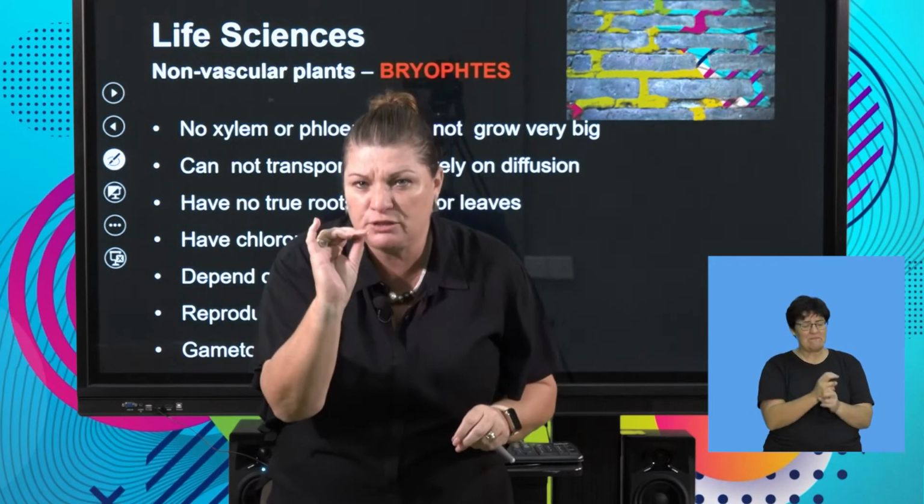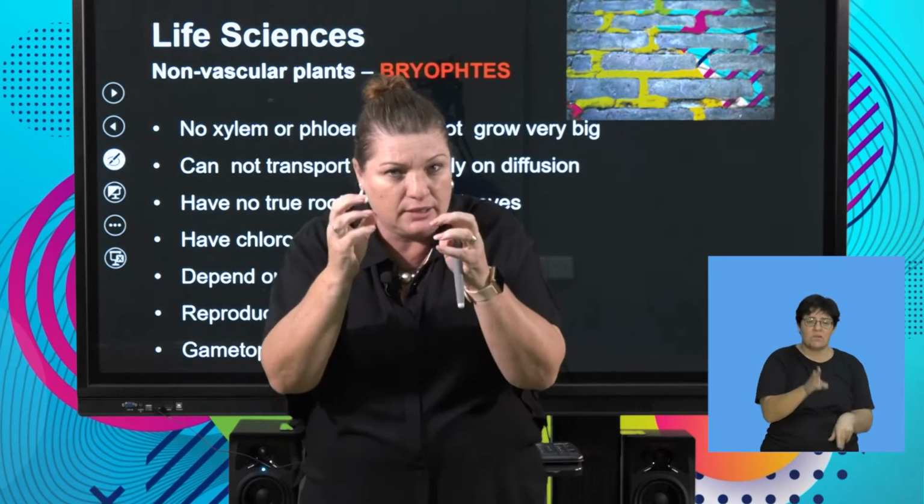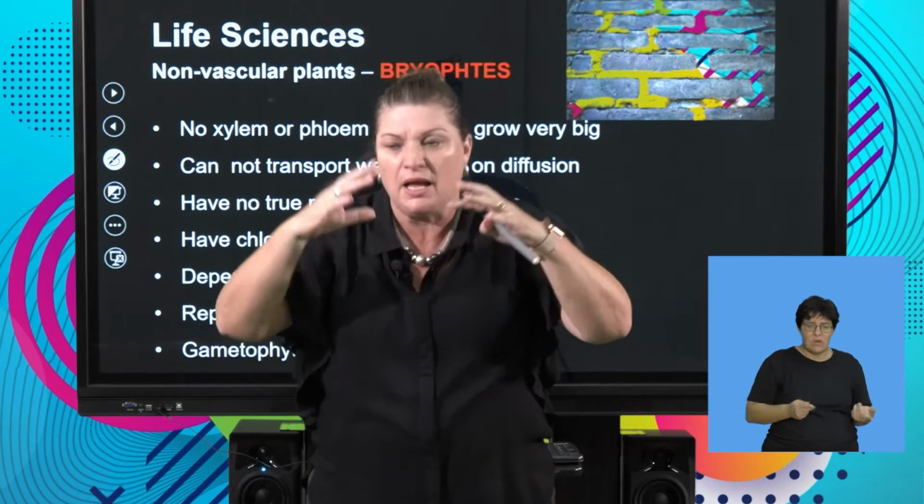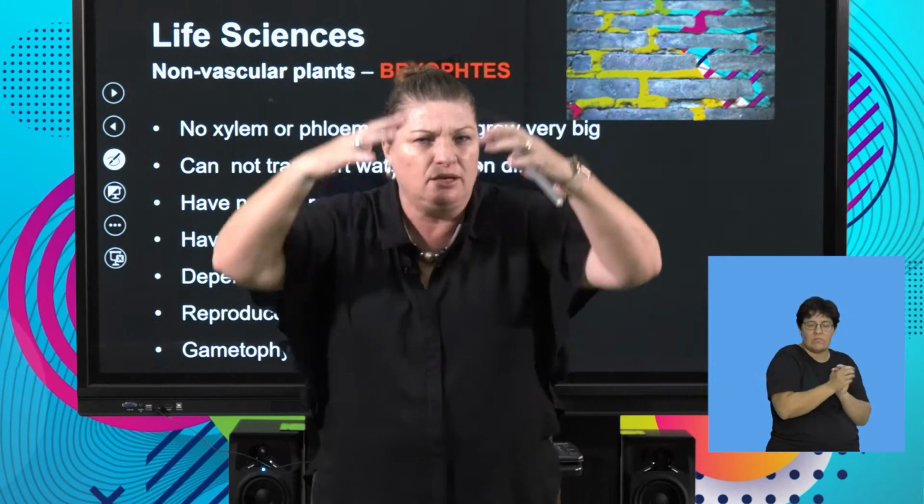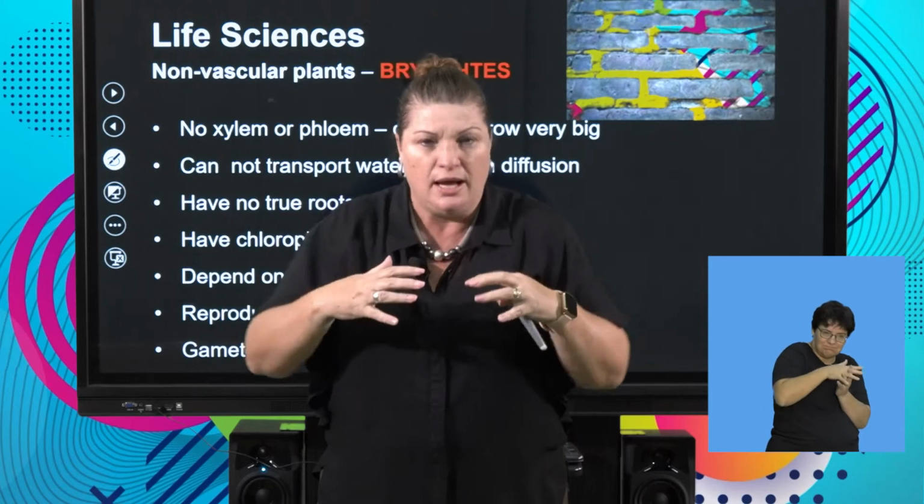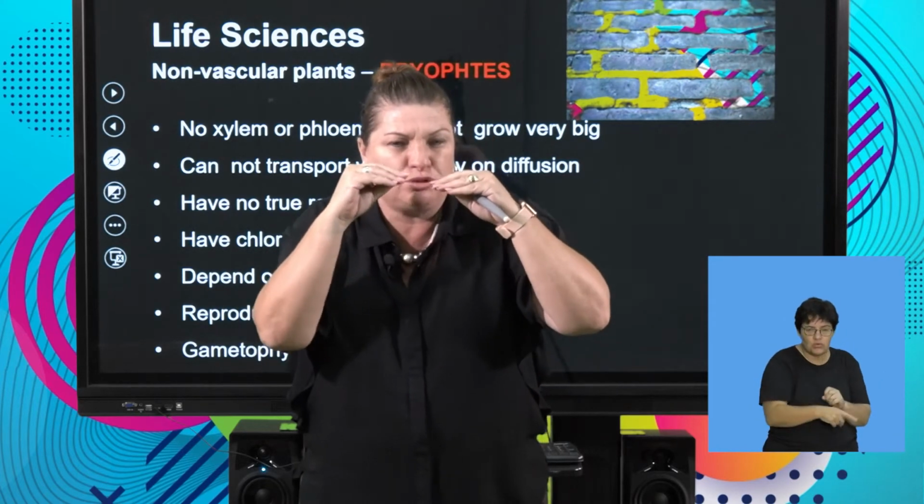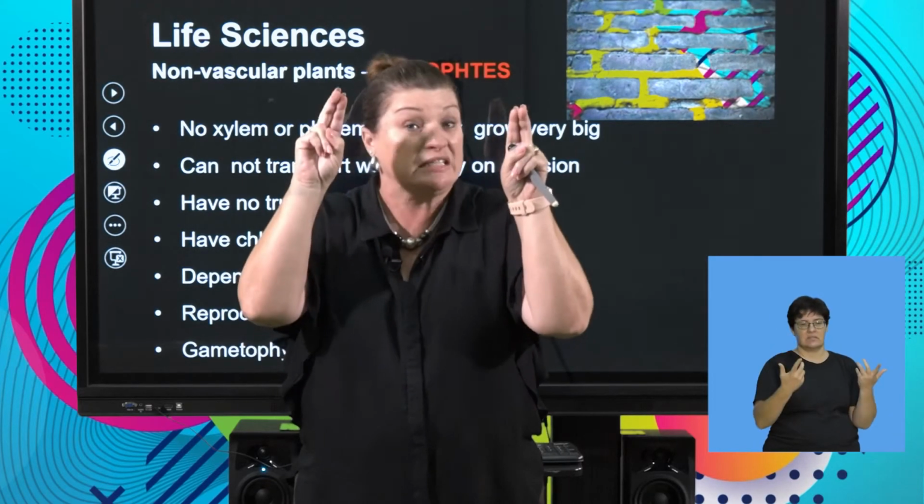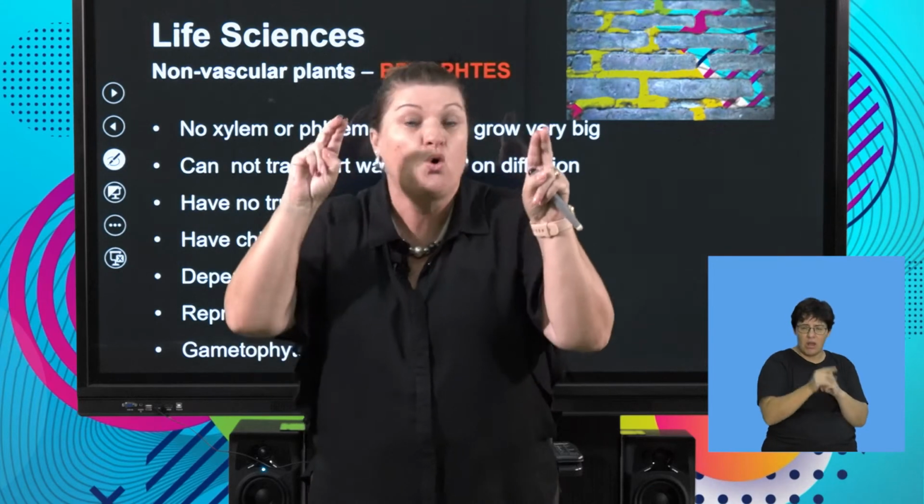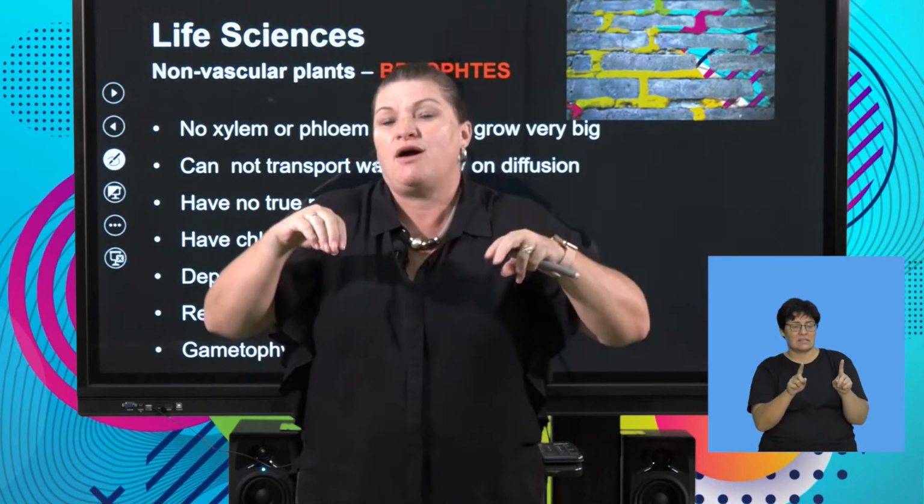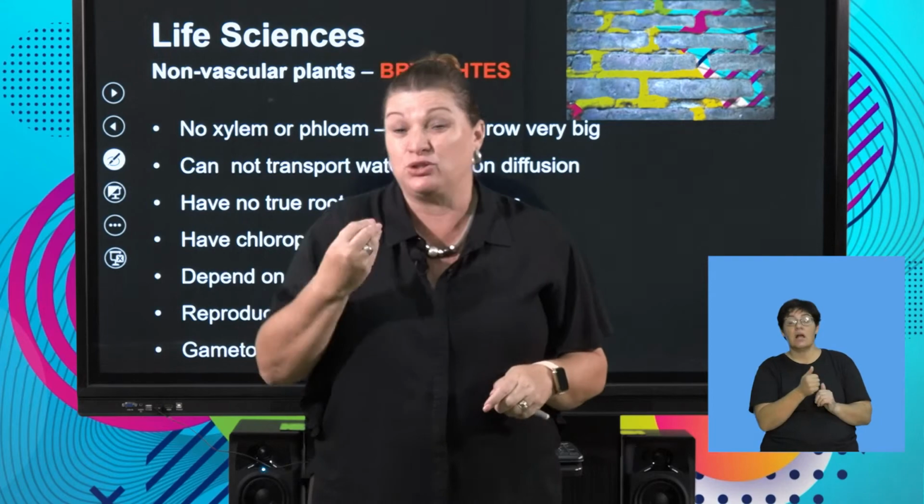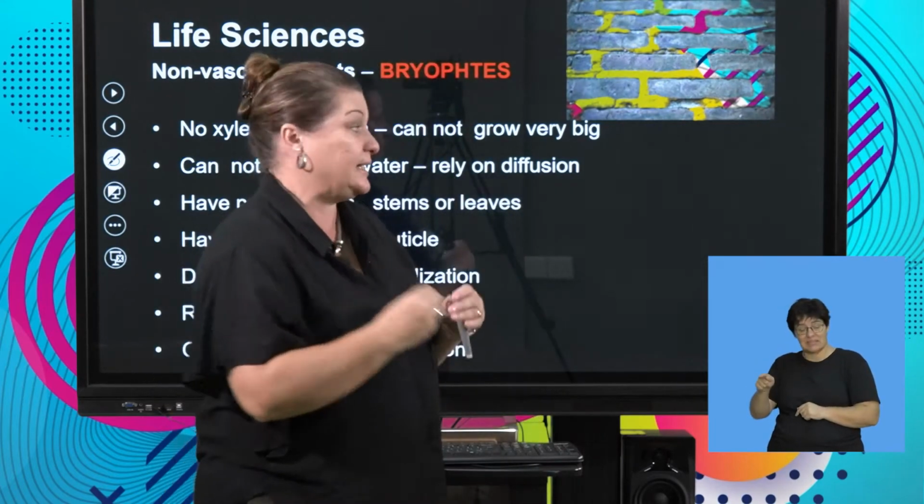So I'm very small. I need water. I don't have a cuticle. The water comes in by diffusion. I don't have roots or stems or leaves. I have stem-like structures or root-like structures. And when I get to the plant, my dominant generation is a gametophyte.